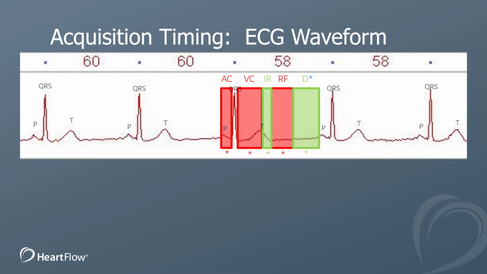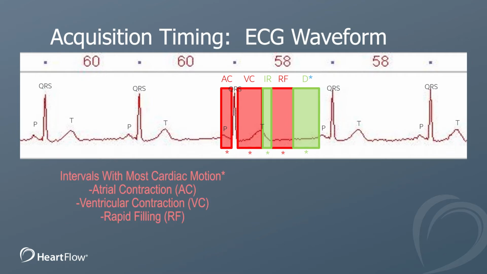Moving on to acquisition timing and the ECG waveform, I think this is very important so you understand some of the fundamentals of why you acquire when you do. If you look at the ECG, you'll see 3 red zones on this slide, labeled atrial contraction, ventricular contraction, and rapid filling or rapid diastolic filling. The zones in red represent times in the heart cycle when there's a lot of cardiac movement, and they're suboptimal times for imaging the coronary arteries.